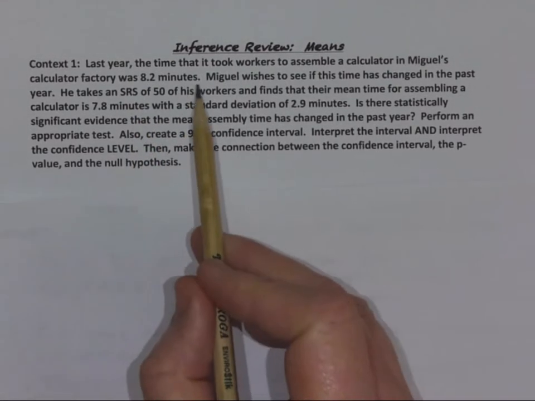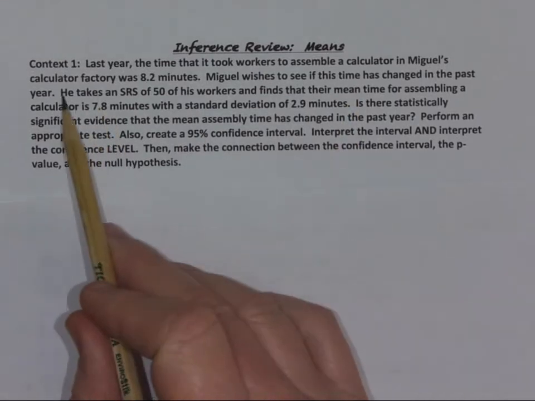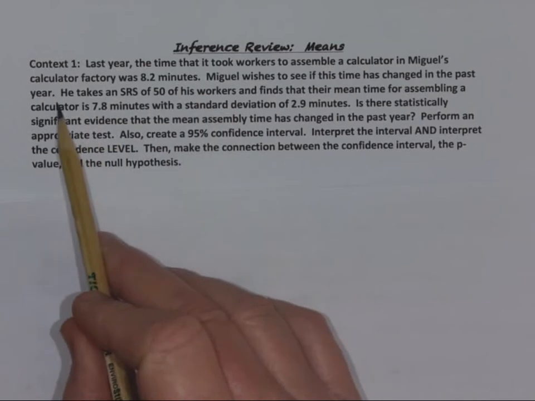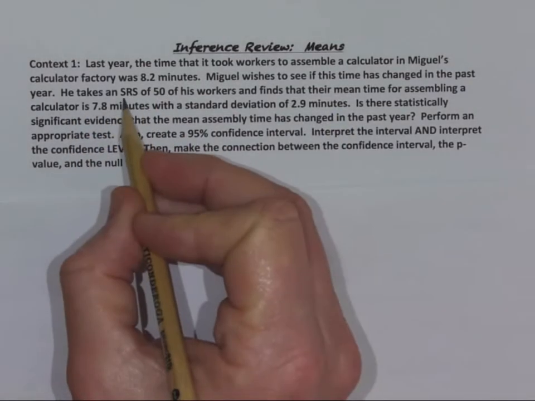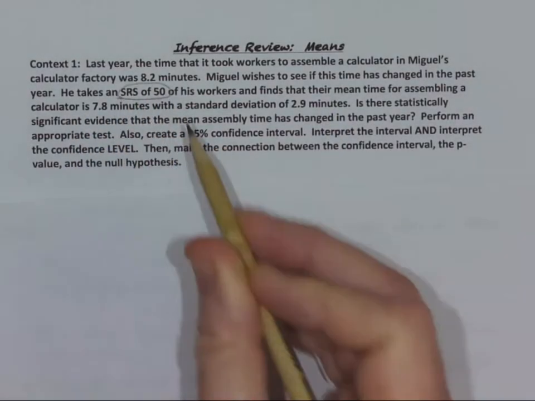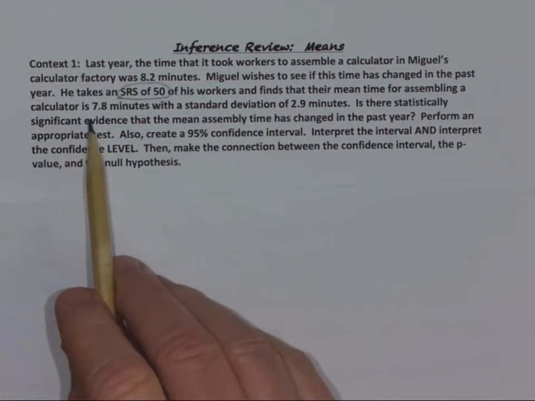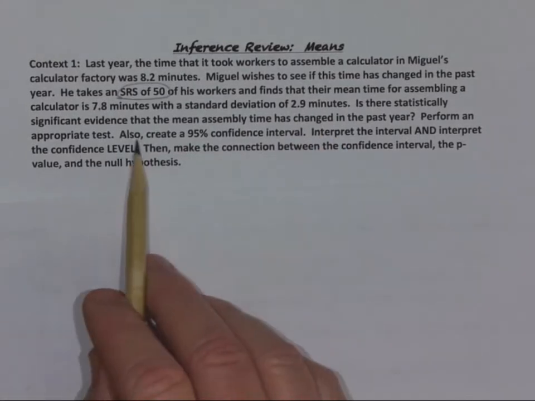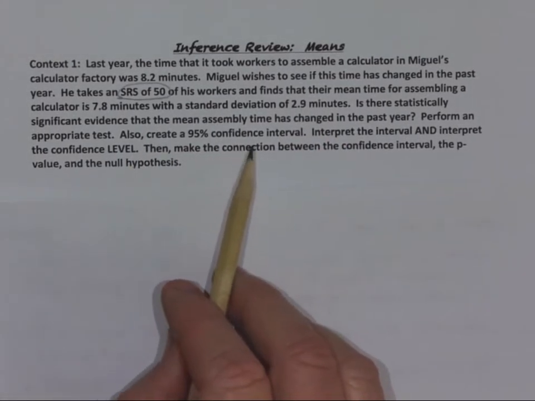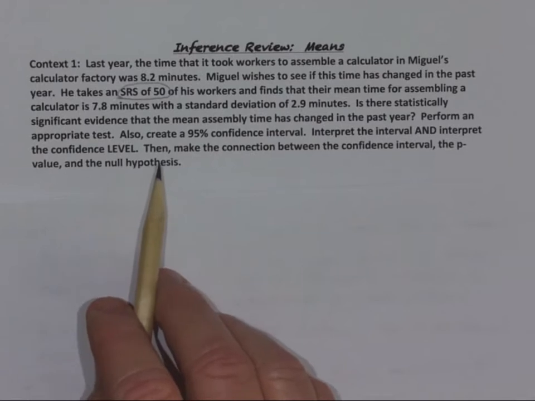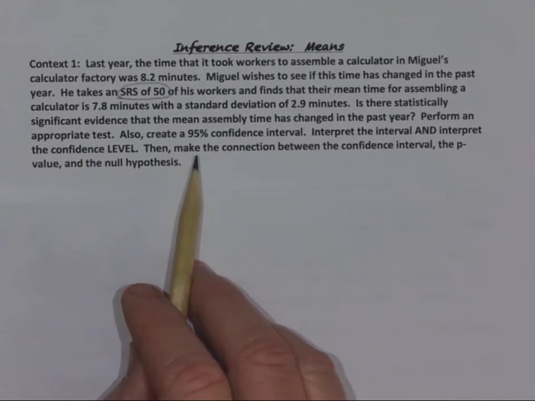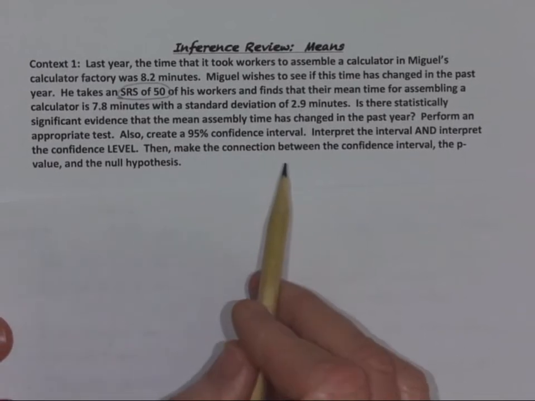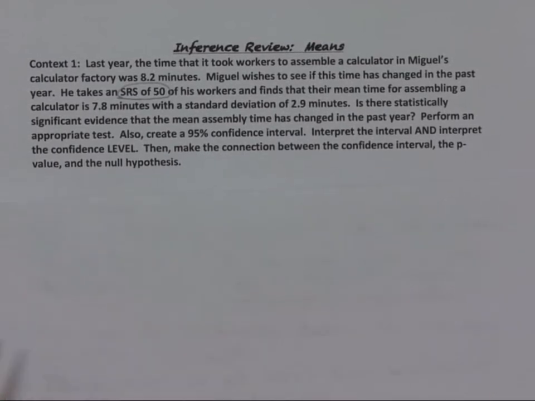Last year, the time it took workers to assemble a calculator in McGill's calculator factory was 8.2 minutes. McGill wishes to see if this time has changed in the past year. He takes an SRS of 50 of the workers, and finds that their mean time for assembling a calculator is 7.8 minutes, with a standard deviation of 2.9. Is there statistically significant evidence that the mean assembly time has changed in the past year? Perform an appropriate test. Also, create a 95% confidence interval. Interpret the interval and interpret the confidence level. Then make the connection between the confidence interval, the p-value, and the null hypothesis.